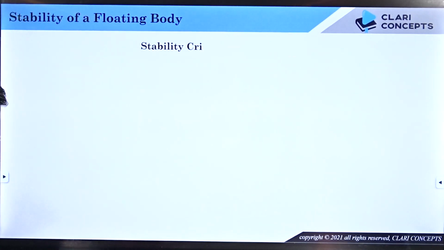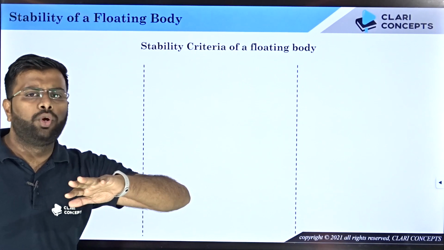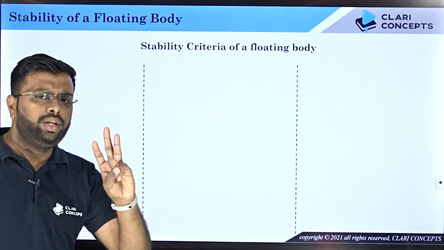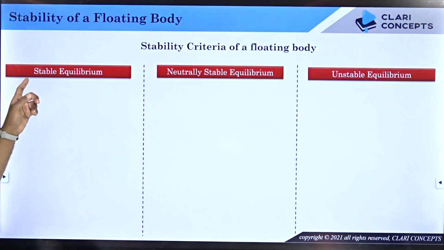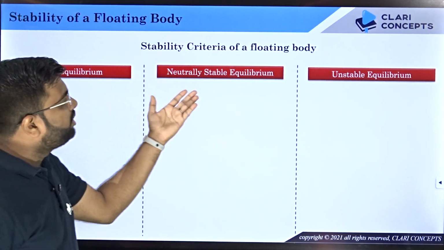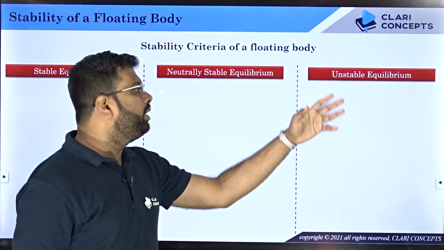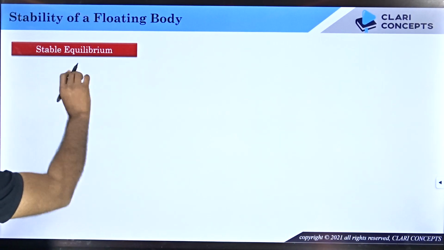Okay, now let me talk to you about stability criteria. When a floating body is floating on the surface of any fluid, there are three equilibrium positions it can have. One, it can be in stable equilibrium. Second, it can be in neutrally stable equilibrium. And third, it can be in unstable equilibrium. Let us see all of these one by one. Firstly, I will talk about the stable equilibrium.